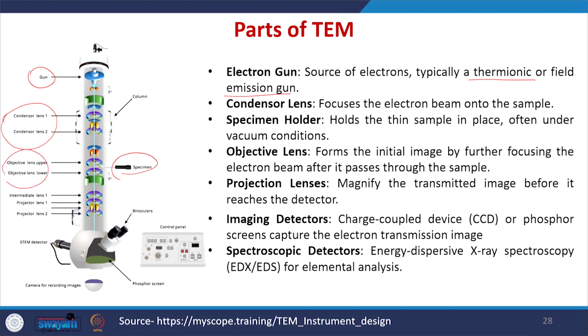Then we have the specimen holder, which holds the thin sample in place under the vacuum condition, followed by the objective lens, which forms the initial image by further focusing the electron beam, and we have the projection lens, which will magnify the transmitted image before it reaches the detector. And we have the imaging detector to capture the image, and we have the spectroscopy detector for elemental analysis.